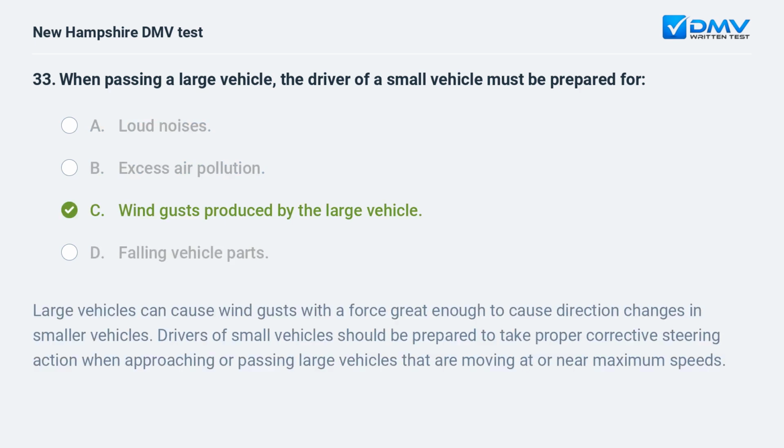C. Wind gusts produced by the large vehicle. Large vehicles can cause wind gusts with a force great enough to cause direction changes in smaller vehicles. Drivers of small vehicles should be prepared to take proper corrective steering action when approaching or passing large vehicles that are moving at or near maximum speeds.